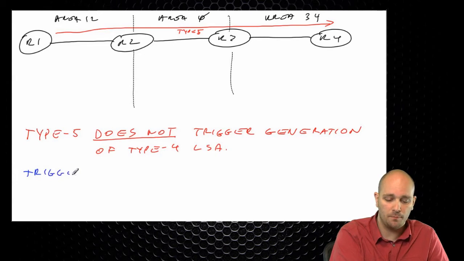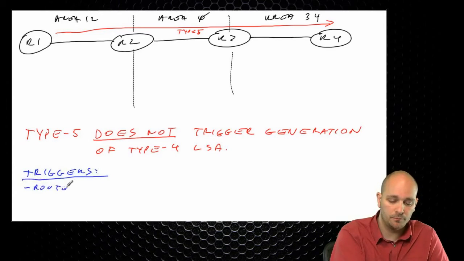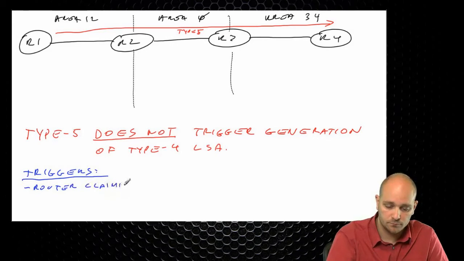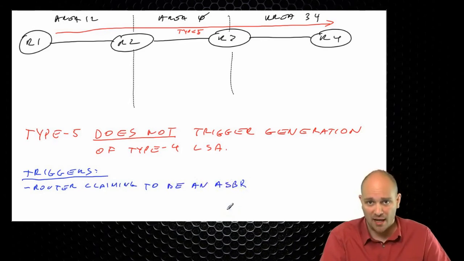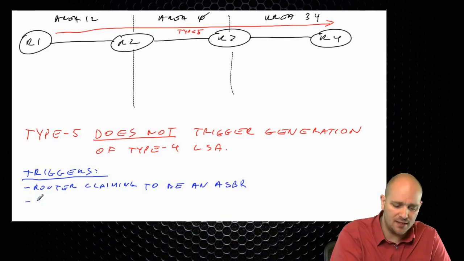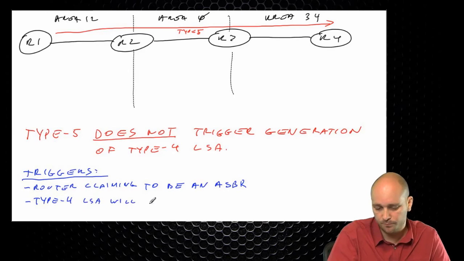Those are router claiming, spelling mistake, sorry about that. So if the router claims to be an ASBR, an ABR will trust it about it. And the second is type 4 LSA. What's wrong with me today? Type 4 LSA will trigger regeneration.